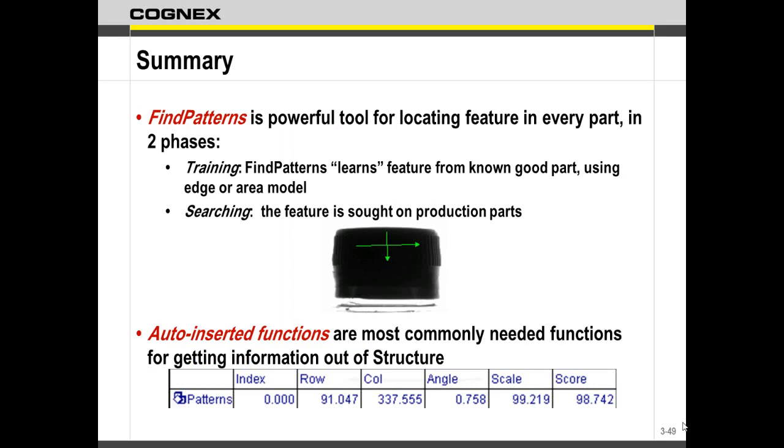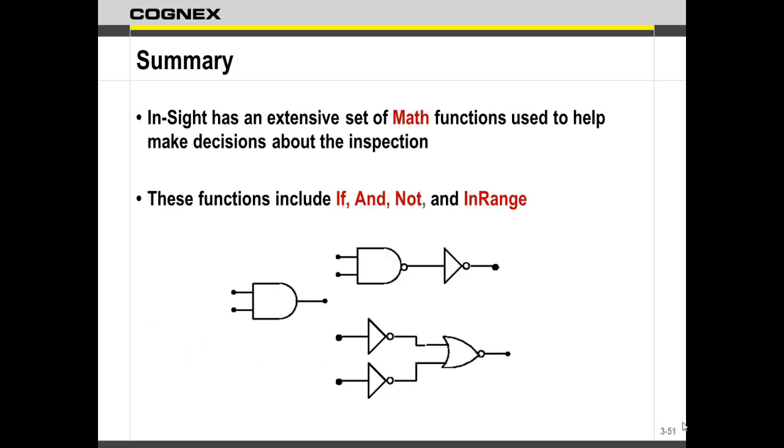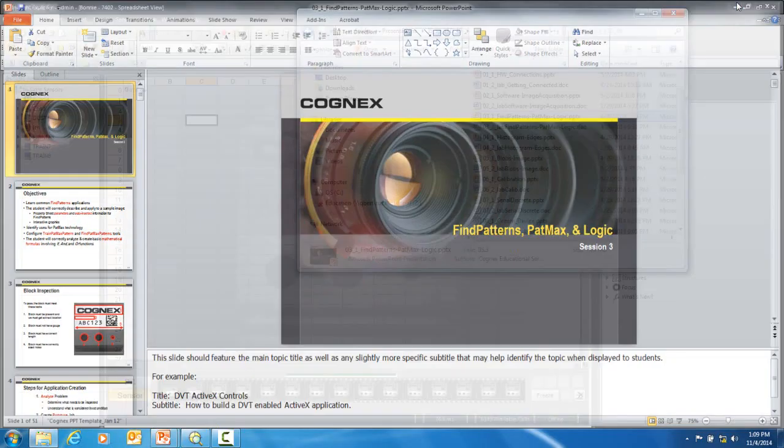We talked a little bit about FindPatterns. We said that it's the tool that actually does the training as well as the finding within a single tool, and that we have a certain set of auto-inserted functions that are created at the time the tool is created. These are what we think most people want to see, but it doesn't mean that's all the tool has to offer. And then we talked a little bit about the math functions that we can use to help with our decisions about the inspection. In particular, we talked about the if and not and in range, but of course there are a few more. You've got your ORs, and I think there's a couple of bit-wise ones that, if you need individual bits, you can look at them. So, okay, let's try this out.